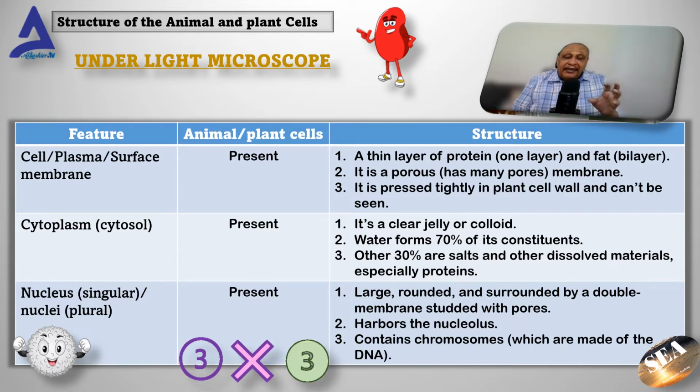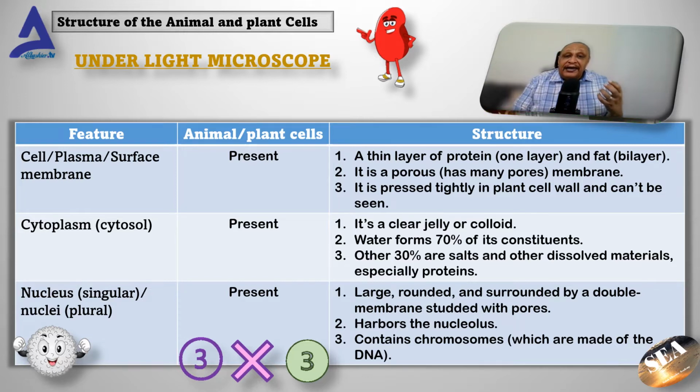The cell membrane, as I told you, is also called the plasma membrane or the surface membrane, and it is present in both of them. It is just a thin layer of protein sandwiched by 2 layers of fat. And also it is porous, that means it has many pores.